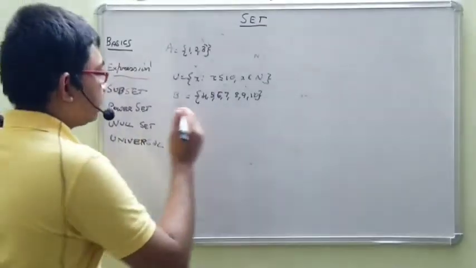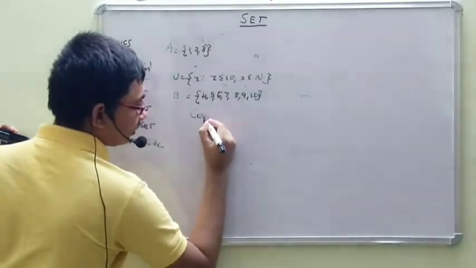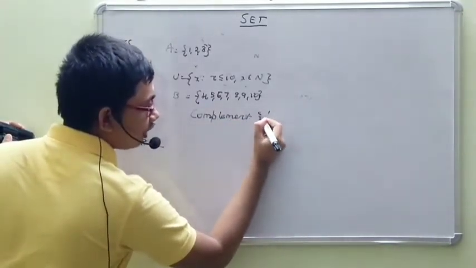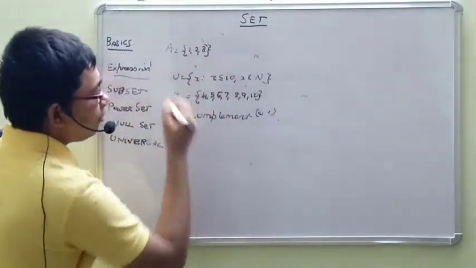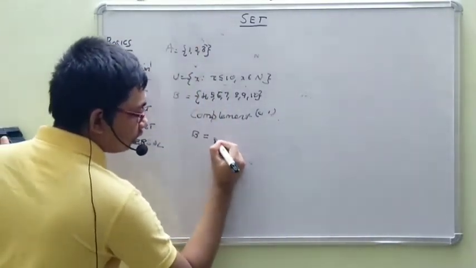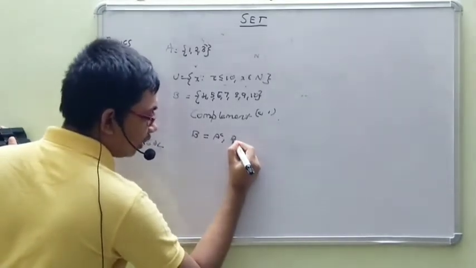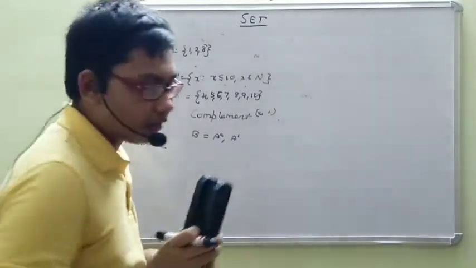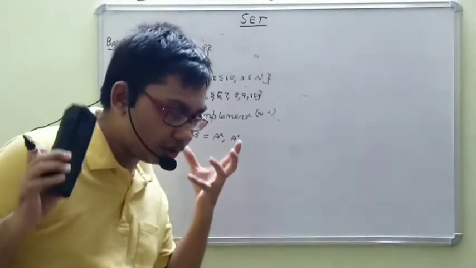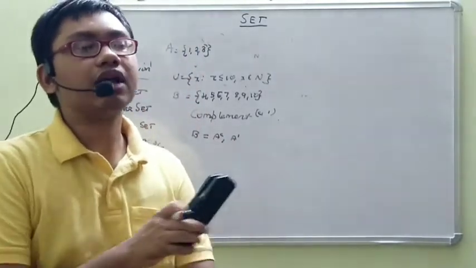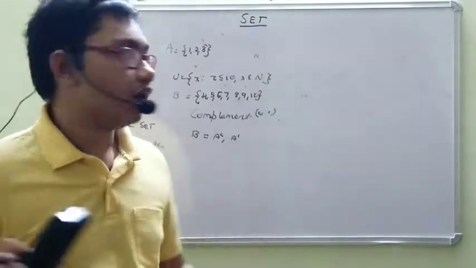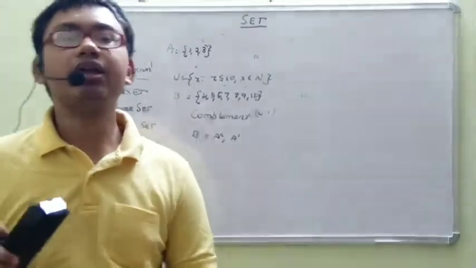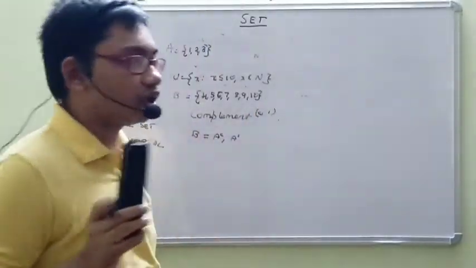Such a set is called the complement of the given set. It can be denoted by C or a dash or anything. So B here is A complement. Complement is the set that contains all the elements of the given universal set, but it does not contain any element of the given set. It contains those elements of the universal set that do not belong to the given set. This is the case of complement.